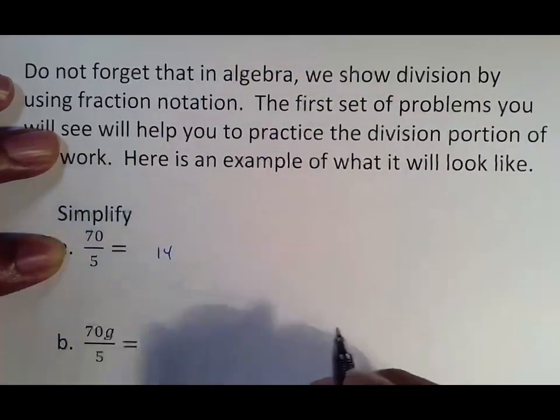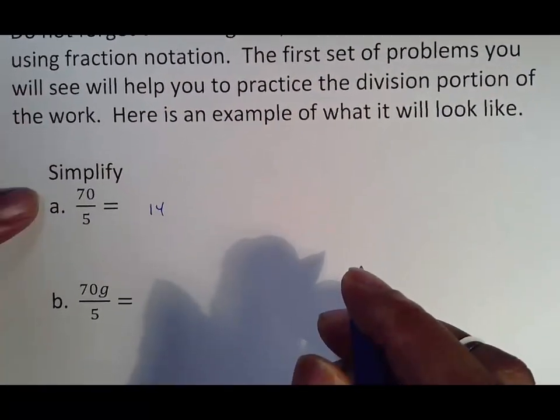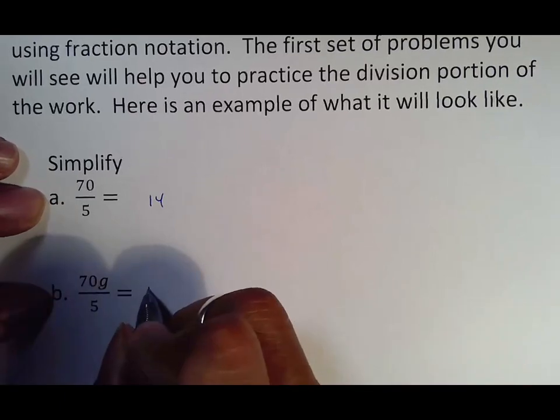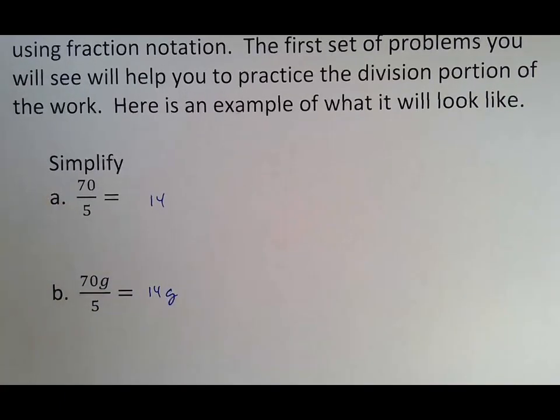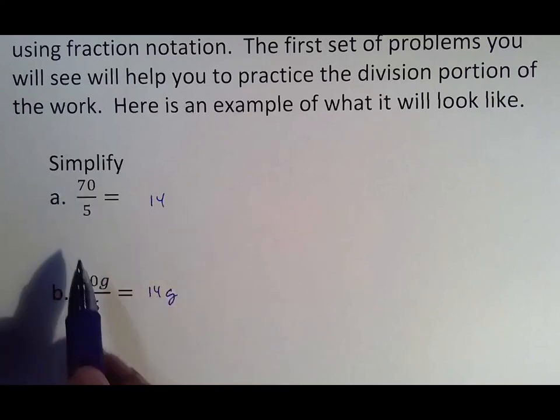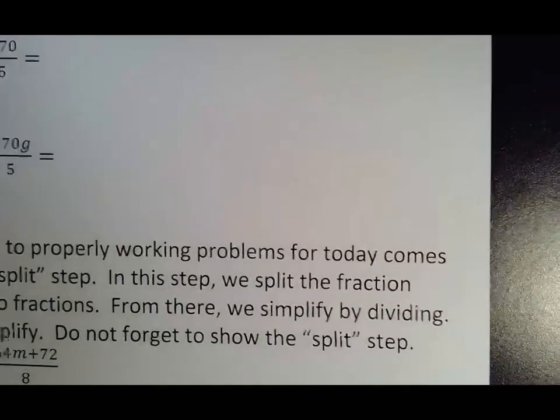Either way, this is 14. If that's 14, then 70g over 5 should be 14g, because again, the g stays. And that's what I'm trying to get you to understand. Again, the division is going to stay the same, but if there's a variable, you just attach the variable to your answer, just like we did in multiplication.